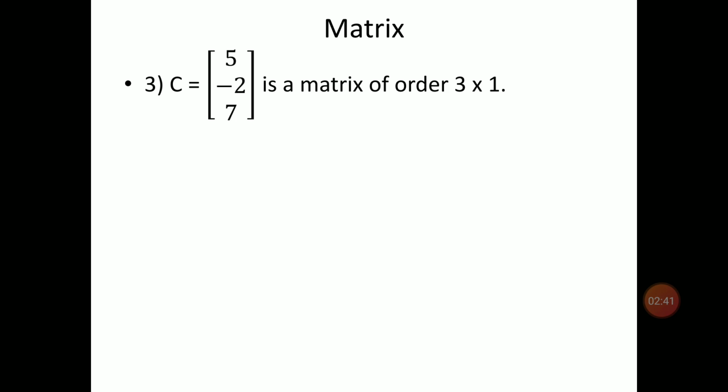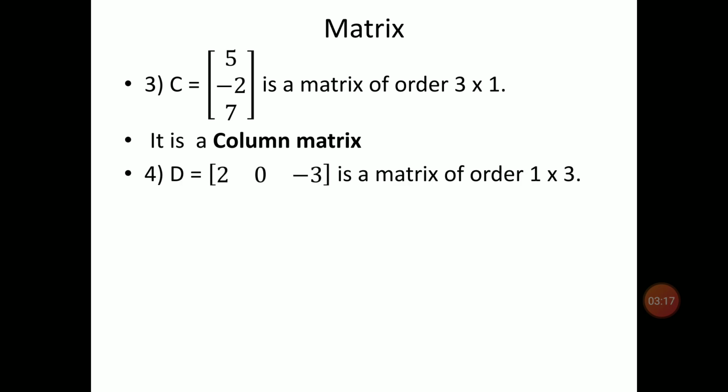See the third example. Here, it is a matrix of order 3 by 1. Why? Because there are 3 rows. What are those 3 rows? Here the first row is a row with a single element 5, the second row is a row with a single element 2, minus 2, and the third row is a row with a single element 7. So in this fashion there are 3 rows and only 1 column, and therefore it is called a column matrix. So a column matrix is a matrix with only 1 column.